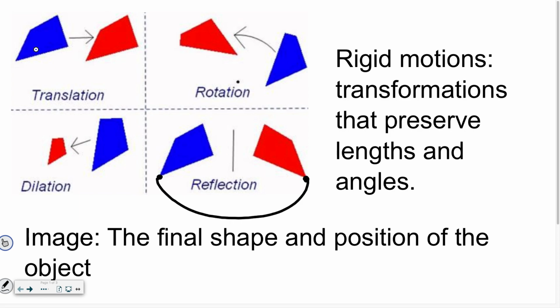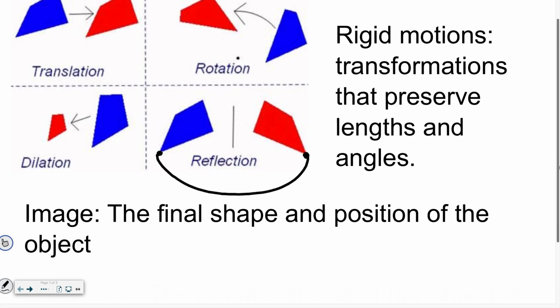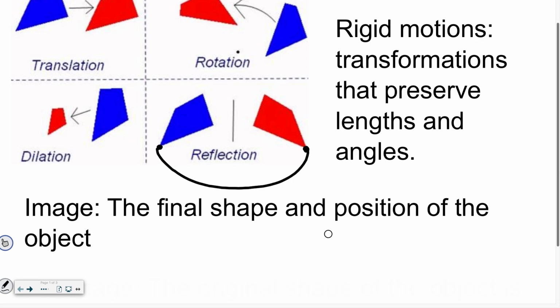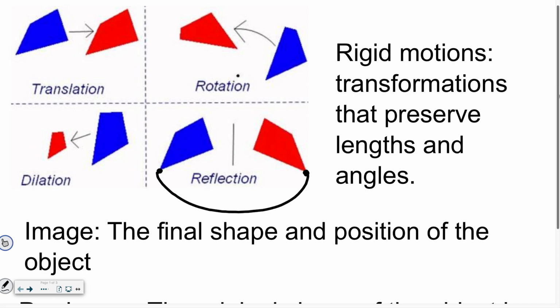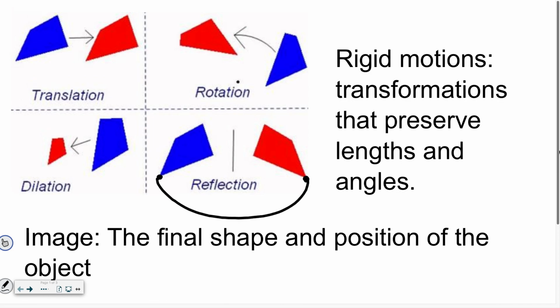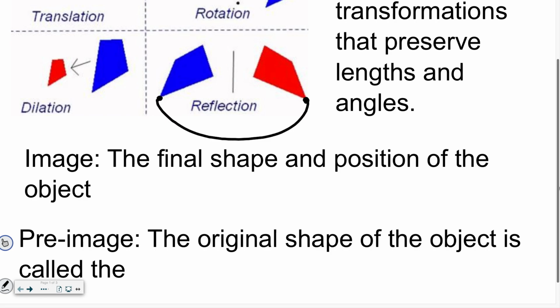I've been talking about blue and red, but really, these are called images and pre-images. Notice the image is the final shape and position of the object. So in this case, is the red or the blue the image? Now, the pre-image is the original shape of the object. So which one here is the image and which is the pre-image? I'm going to say that blue is the original shape. If blue is the original shape, then is it the image or the pre-image? That's up to you. Make sure that you're writing these in your vocab section.